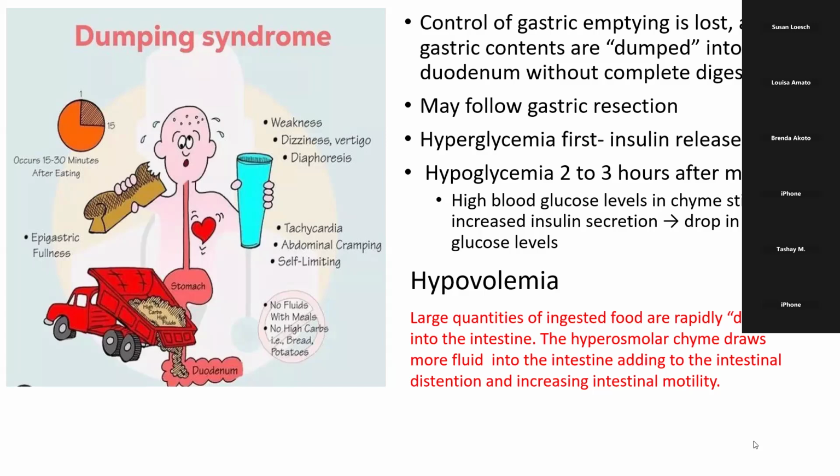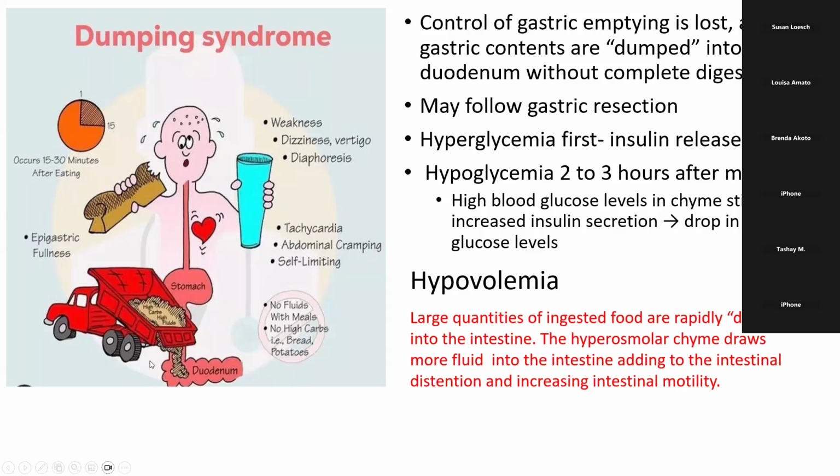That's going to lead to the weakness, the dizziness, the diaphoresis that they experience. Also, the tachycardia. Now they can have some abdominal cramping here, right? And the food is going to go right out. So when the food goes out, now we have this high insulin that was released in the body, but we don't have any food there because the food left out real quick. All right. So that causes the blood sugar to drop down and they become hypoglycemic.